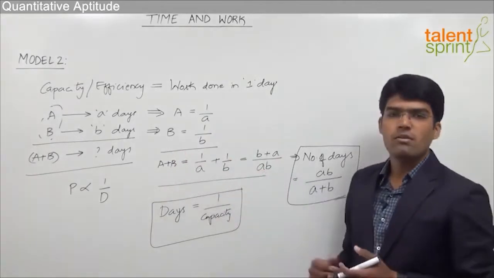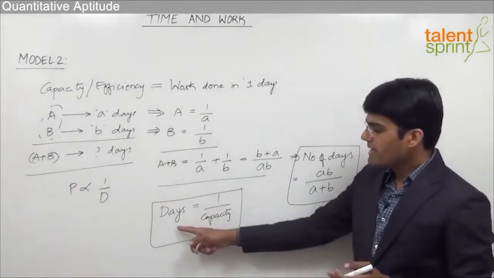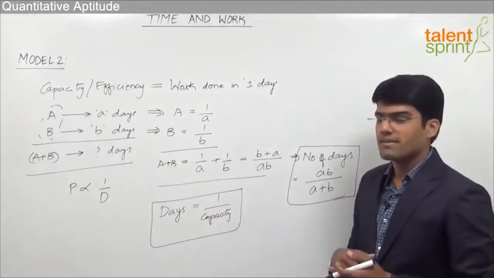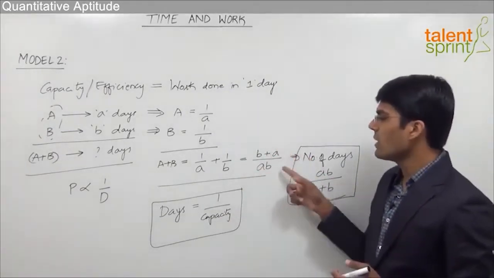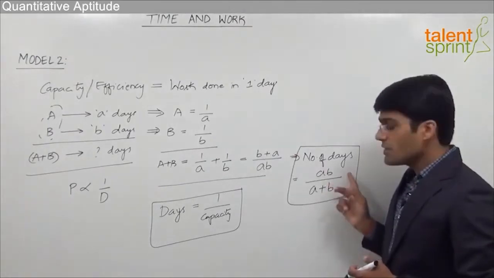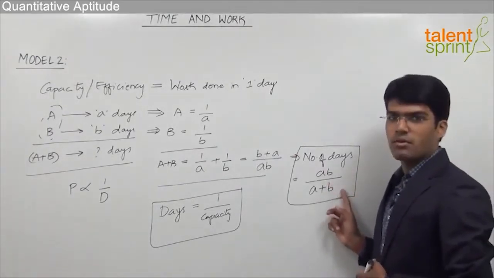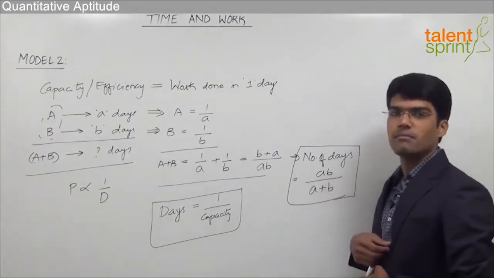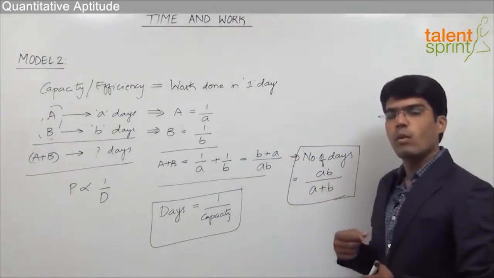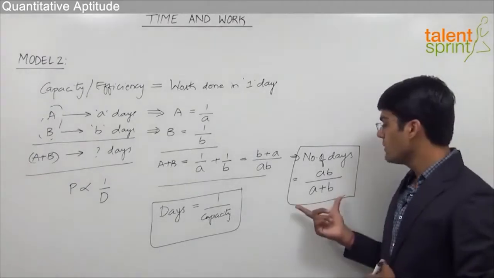But we need to find out the total number of days. Number of days is nothing but a reciprocal of the capacity. So when you take the inverse of the capacity, or the inverse of the work done in 1 day, we get the number of days. So this can be taken as the shortcut formula. That is, if A can finish a work in A days and B can finish the same work in B days, then the total number of days required when both A and B work together will be equal to AB by (A plus B).